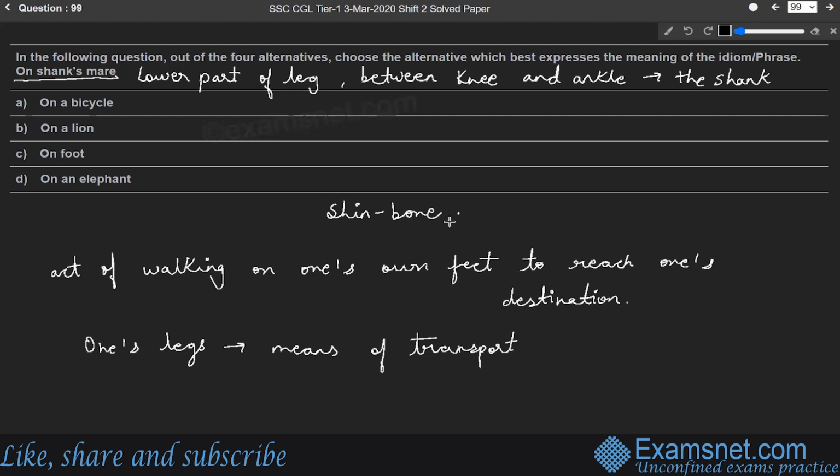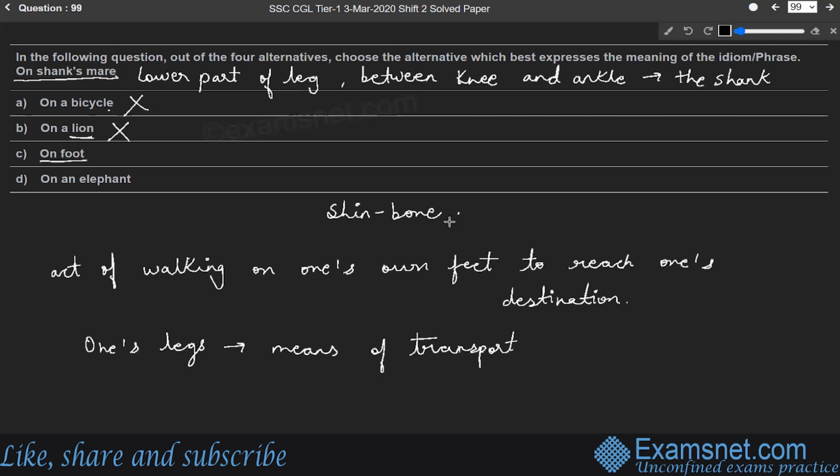Now we have to choose the correct alternative which will best express this idiom. The first option is "on a bicycle". It has no relation with the meaning of the given idiom, so it is completely wrong. The second option is "on a lion". Again, it is an animal and it has no relation, so it is also wrong.